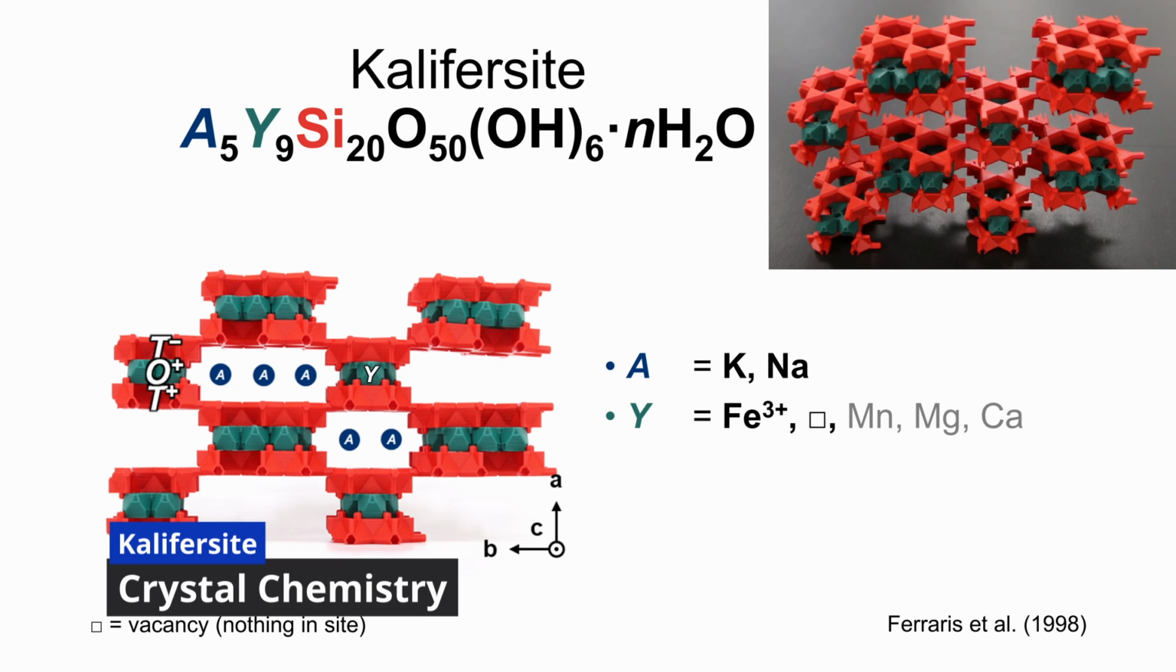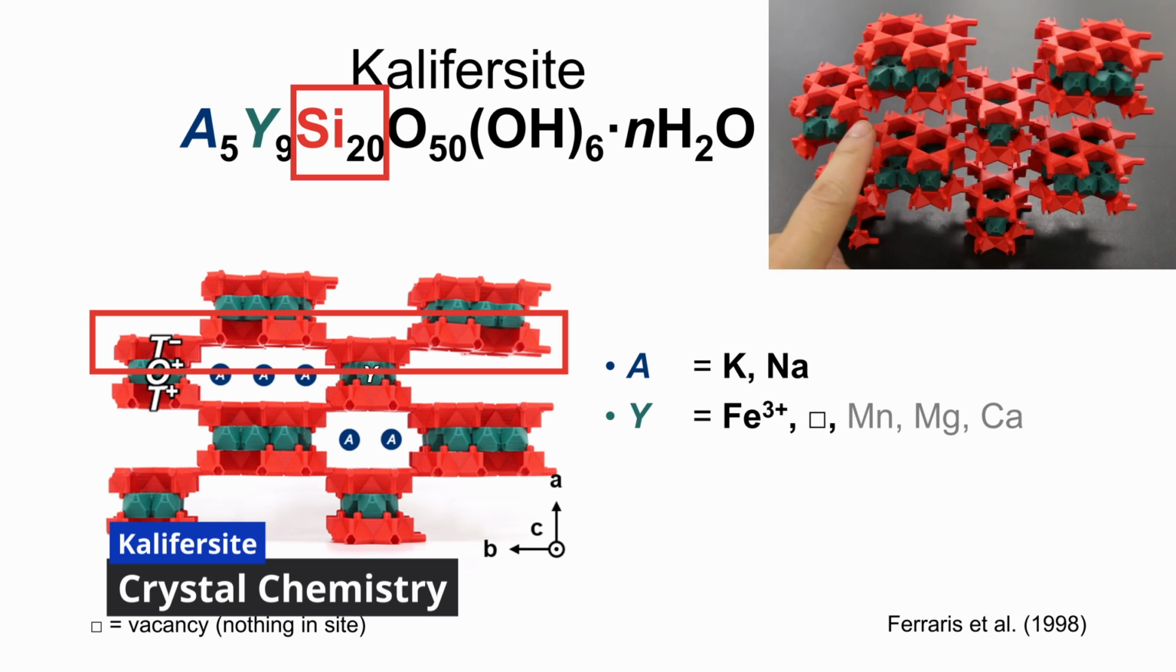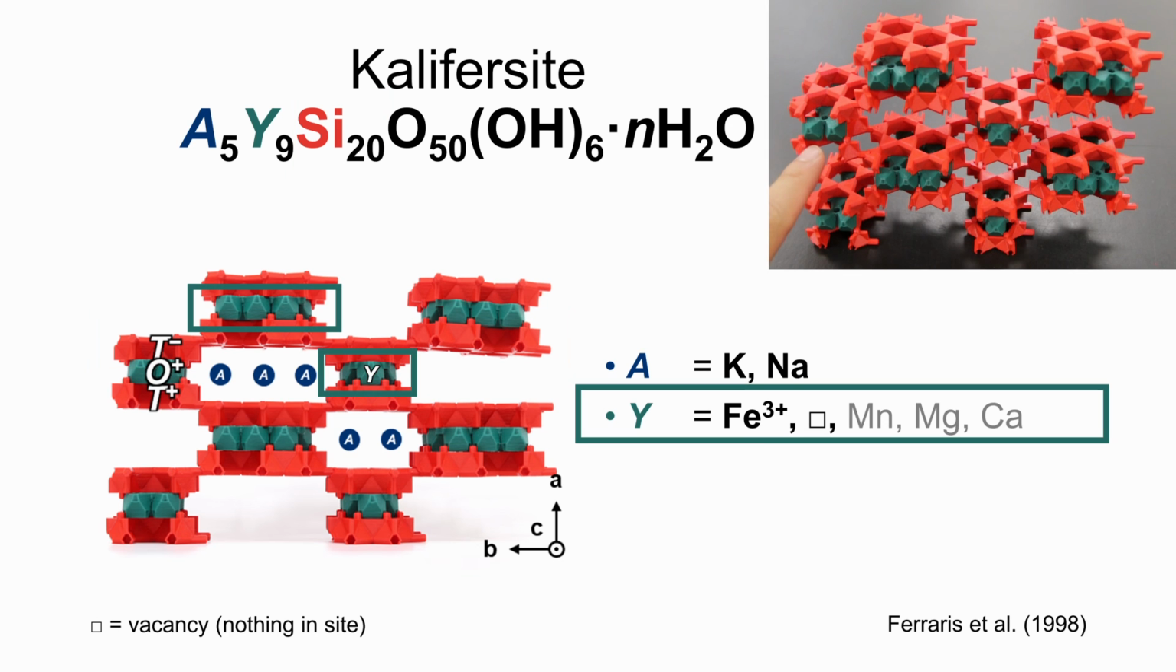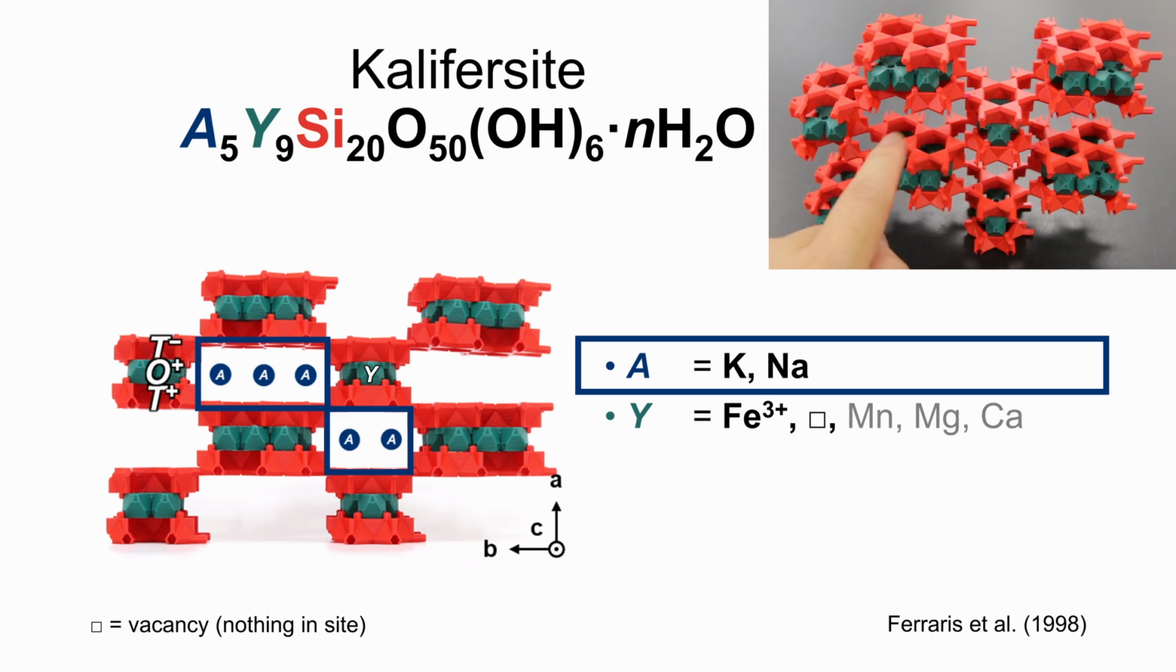In the crystal structure of Kalifersite, silicon fits in the tetrahedral or red sites, and iron 3+ as well as some vacancies will fit into these green octahedral sites. There are also potassium and sodium and water sites that are found within these channel spaces between the TOT modules.